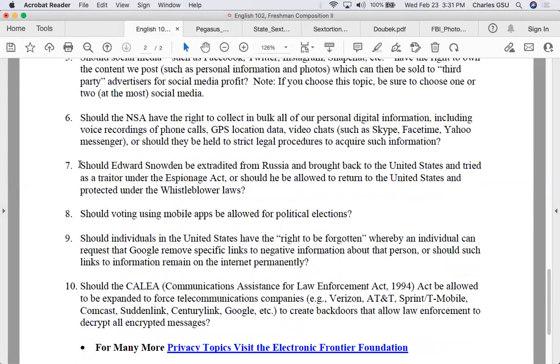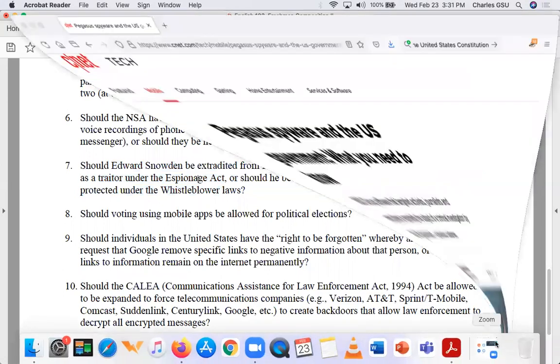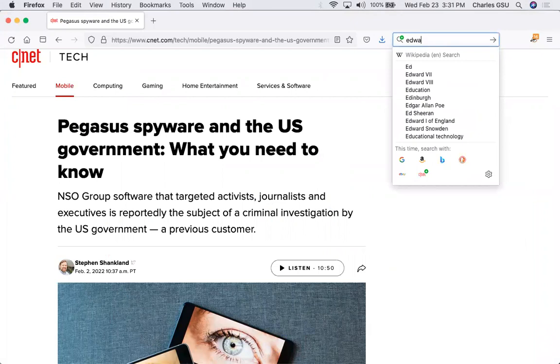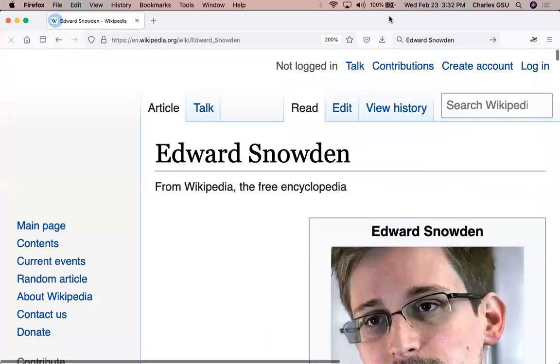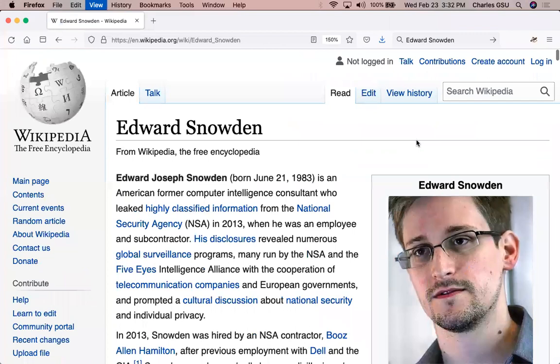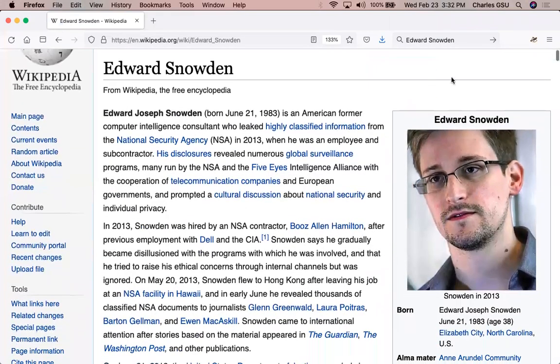And this is number 7. So if you don't know about this guy, Edward Snowden, he's the one responsible for telling us really that the United States National Security Agency is the one spying on us and taking all of our information.